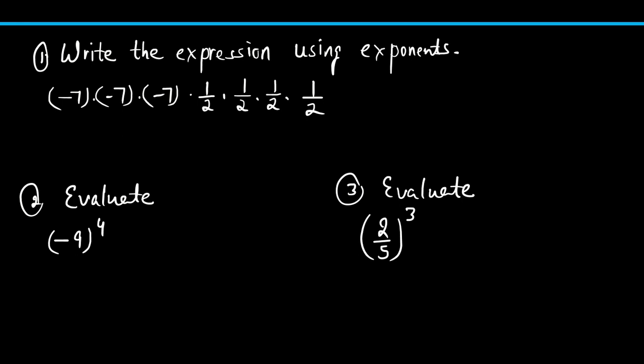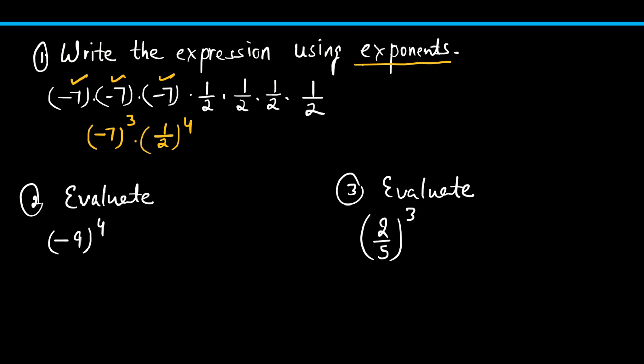In the first question, we have to write the expression using exponents. We can clearly see that negative 7 is repeating 3 times. So your answer is negative 7 power 3, and 1 over 2 is repeating 4 times, so it's 1 over 2 power 4. Okay, so that's the answer for the first part.